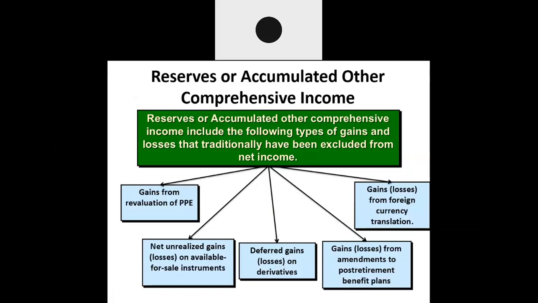And then if you have a net unrealized gain or loss on available for sale investments, and then if you have any deferred gains or losses on derivatives, gains or losses from foreign currency translation, or gains or losses from the amendments to the post-retirement benefit plans.